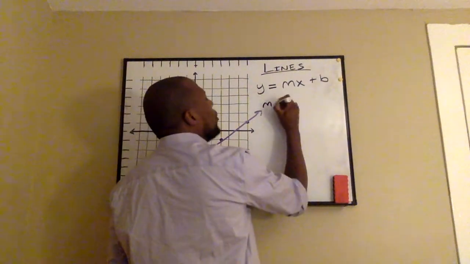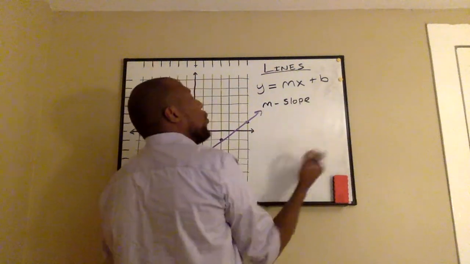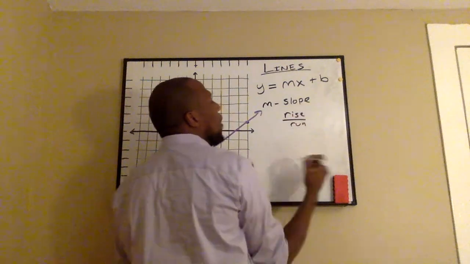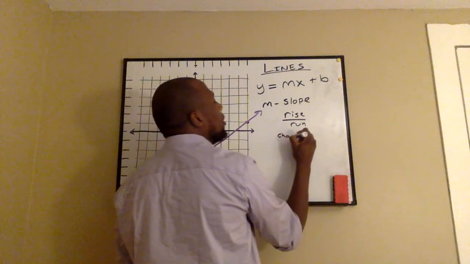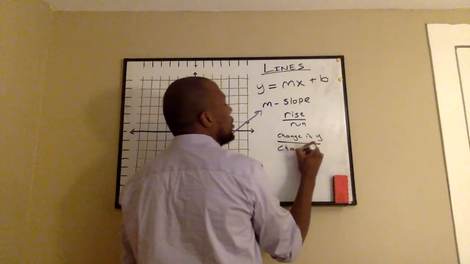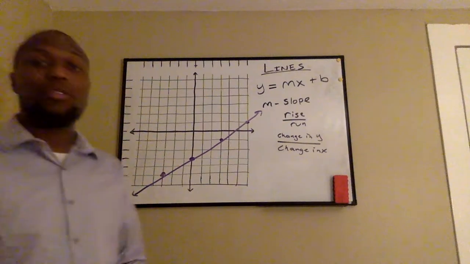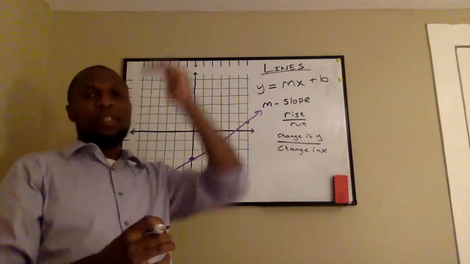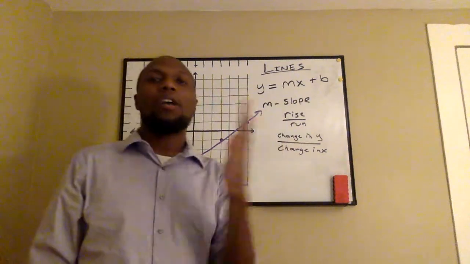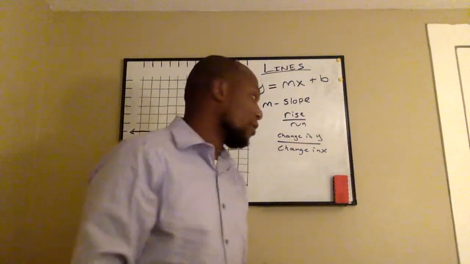M, hopefully you all remember, is our slope. We also can refer to that as rise over run, which is the same as the change in y over the change in x. All of those things are true. Given our slope, we can always turn it into a fraction. The numerator is talking about how we change in the up and down direction. The denominator is talking about how we change left and right in the x direction.